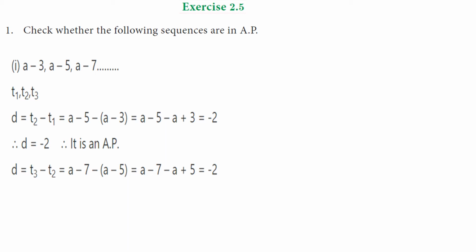Next, T3 minus T2. That is also a minus 7 minus bracket of a minus 5. So remove the brackets, a minus 7 minus a plus 5. That is a minus a will cancel. Minus 7 plus 5 equal to minus 2. So here minus 2 equal to minus 2. Therefore it is in AP.